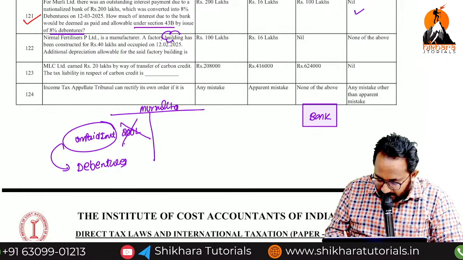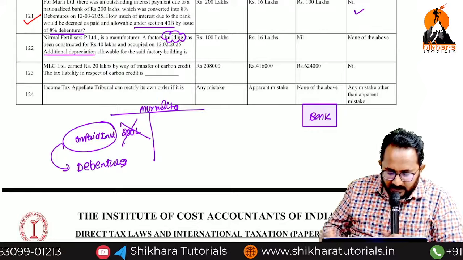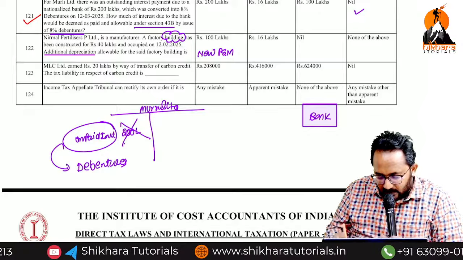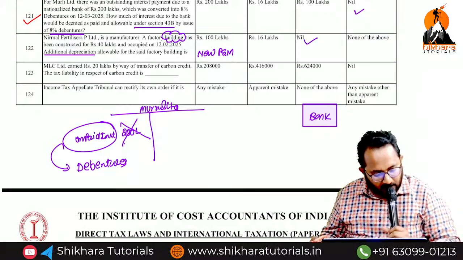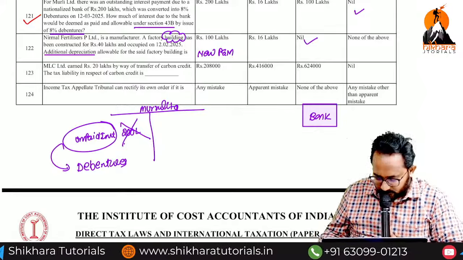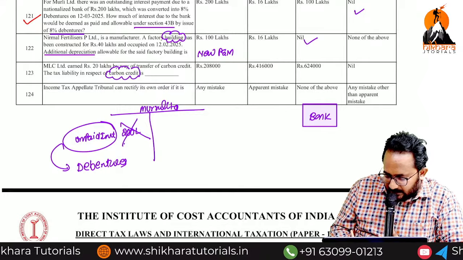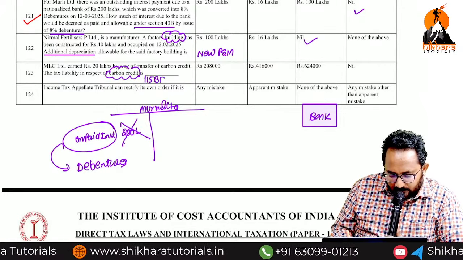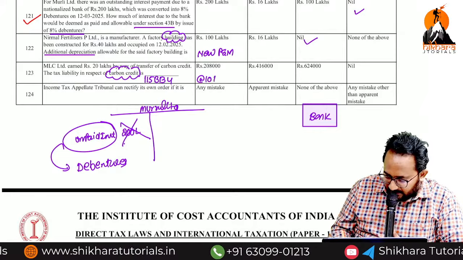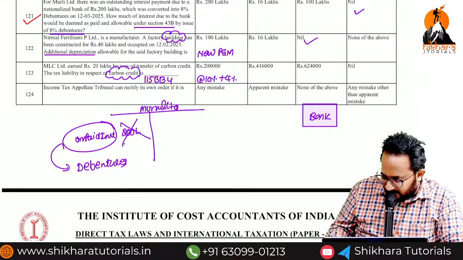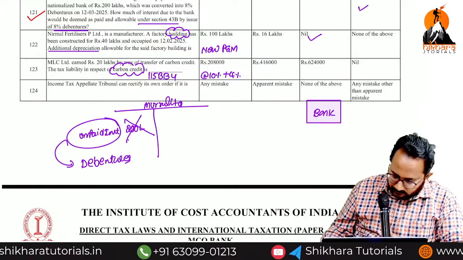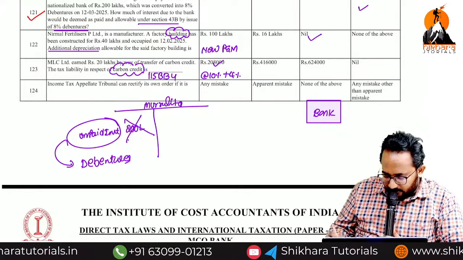Now, factory building, and they are asking for additional depreciation. Additional depreciation is only available on new plant and machinery, not on buildings. That's why the answer is nil. Next, carbon credits related. If there is any carbon credit, we have to follow 115BBG at the rate of 10% plus 4% health and education cess. Now the answer is 20 lakh into 10% plus 4%.